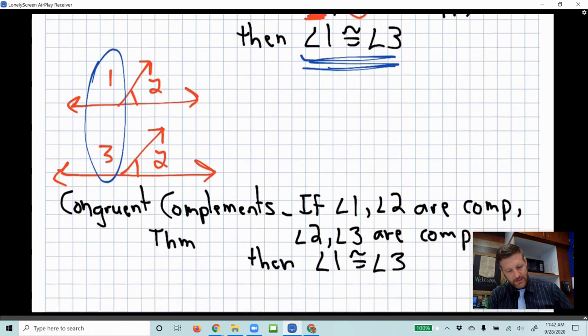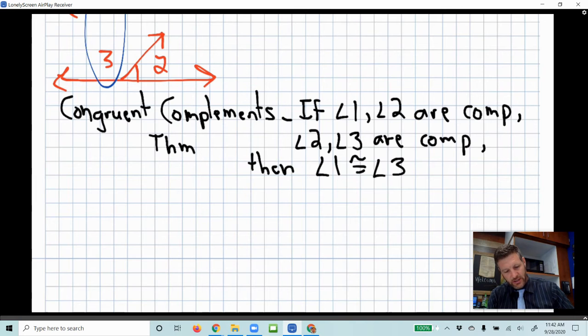The next one is the exact same idea, but notice the only change is the word complements. It says if angles 1 and 2 are complementary and angles 2 and 3 are complementary, then 1 must be congruent to 3. Same exact idea, just realize it holds true.